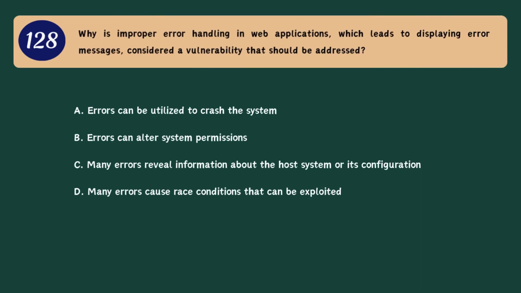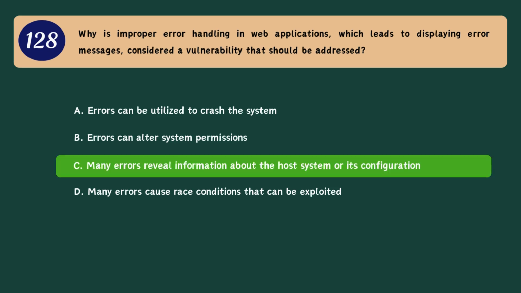Question 128. Why is improper error handling in web applications, which leads to displaying error messages, considered a vulnerability that should be addressed? A. Errors can be utilized to crash the system. B. Errors can alter system permissions. C. Many errors reveal information about the host system or its configuration. D. Many errors cause race conditions that can be exploited. Correct answer. C. Many errors reveal information about the host system or its configuration.